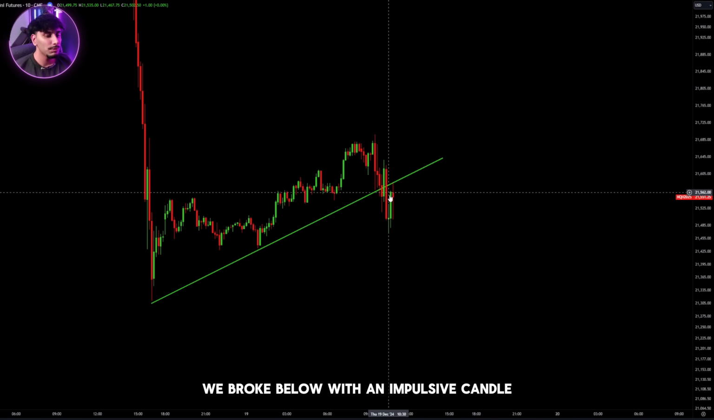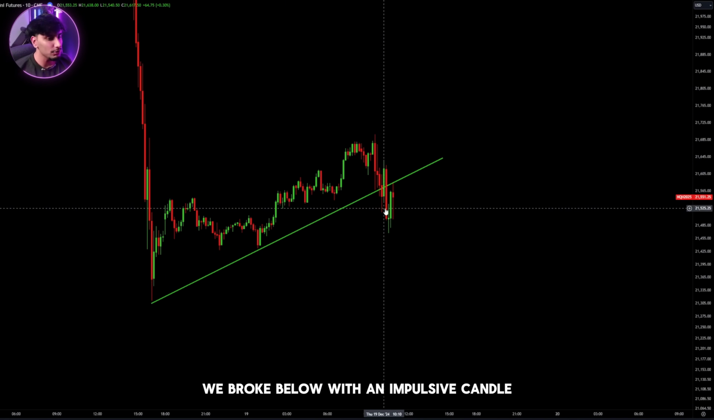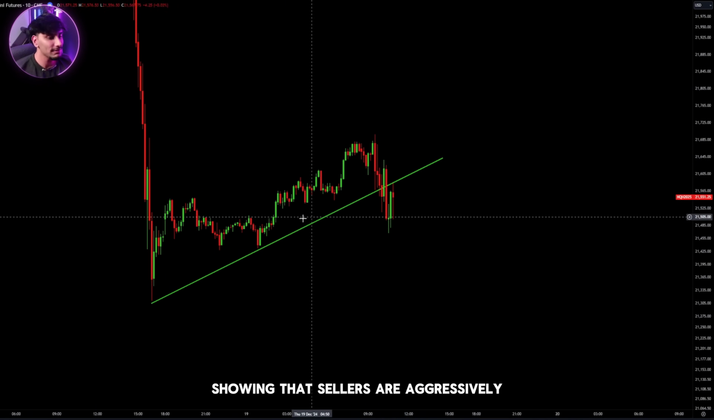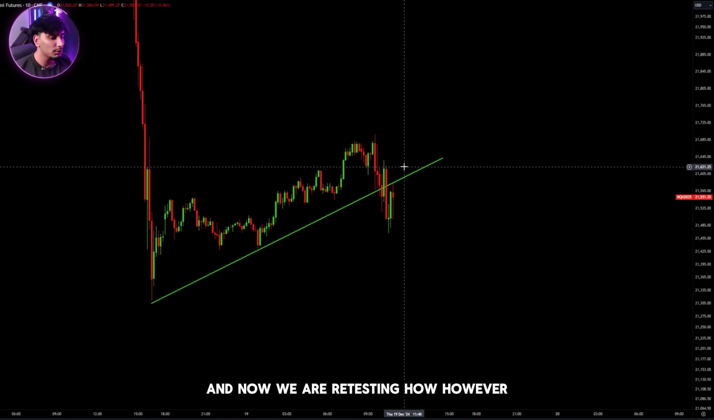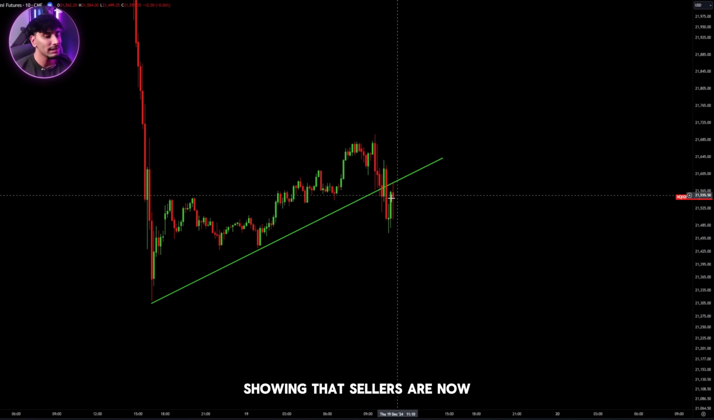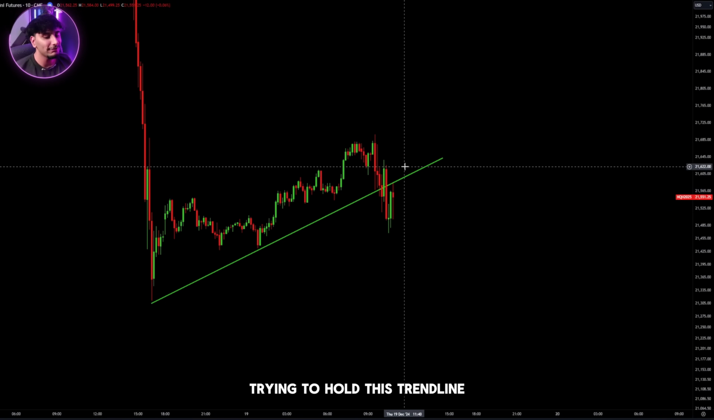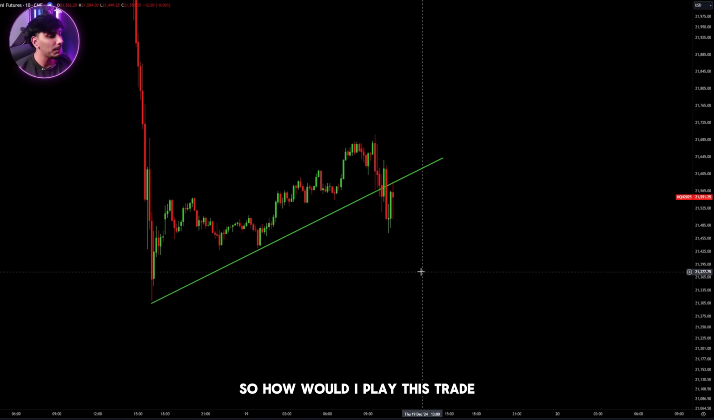So as we can see, we broke below with an impulsive candle showing that sellers are aggressively trying to break this trend line. And now we are retesting. However, we are retesting with an upper wick, showing that sellers are now trying to hold this trend line for a move to the downside. So how would I play this trade?